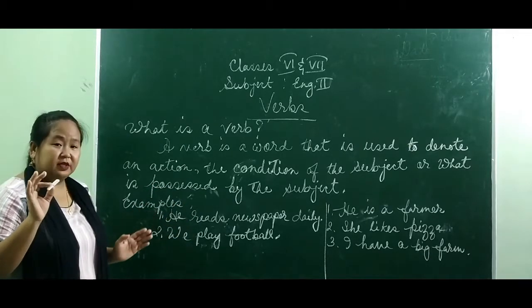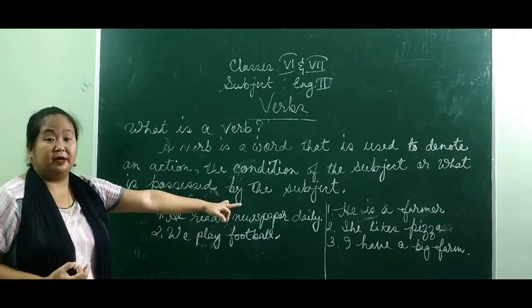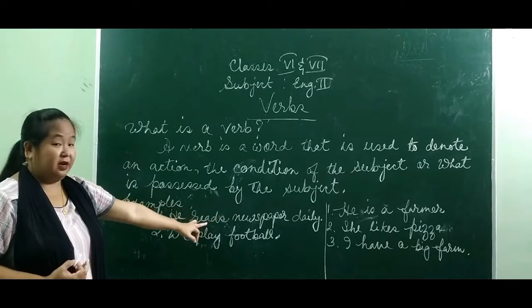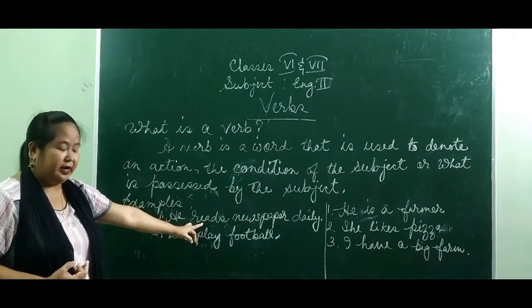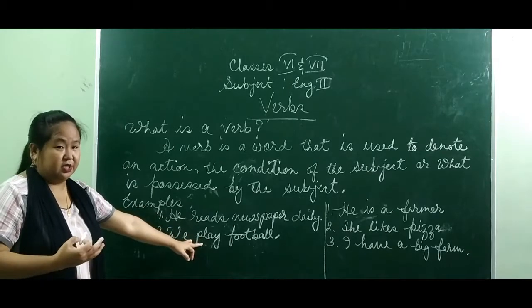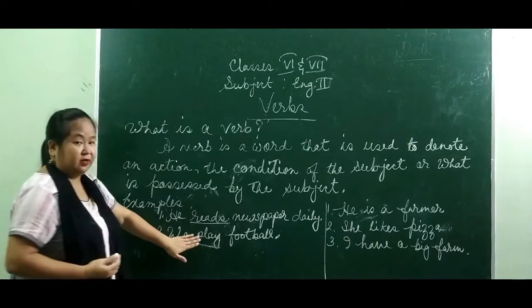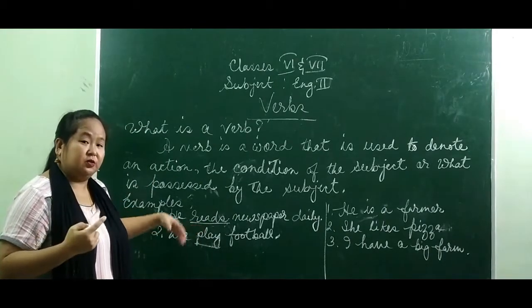Now, a verb is a word that shows an action. For example, he reads newspaper daily. What does he do daily? He reads. Okay, it shows an action, right? We play football. What do? We play. Action, right? So these are the verbs that show an action. Okay, a verb is a word that shows an action.